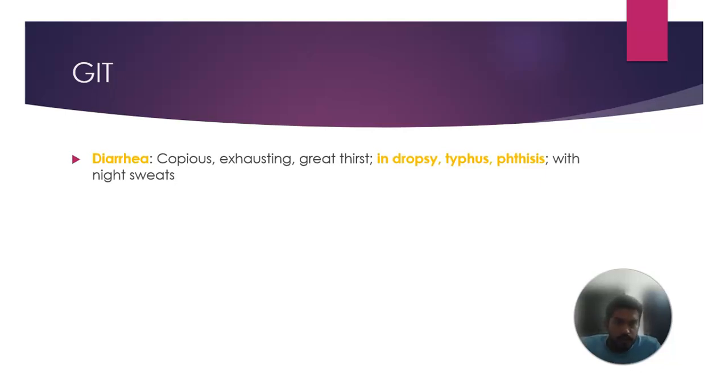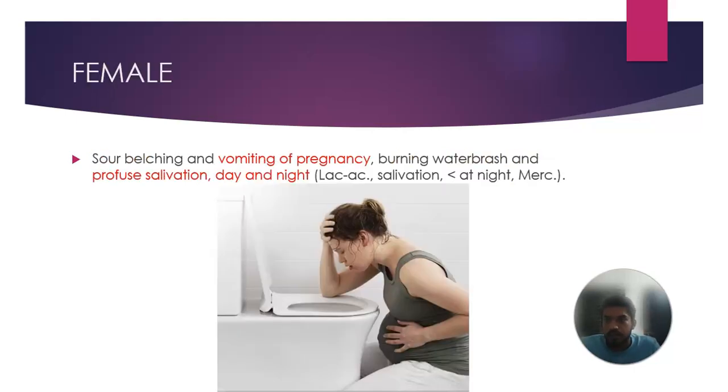So typhoid is definitely having these stools, pea soup stools. Then you have phthisis, that is TB. So again, phthisis you have to remember why, because this remedy has profuse night sweats. Okay, so again, acetic acid is one of the remedies you can think of in TB because it has this presentation with night sweats.